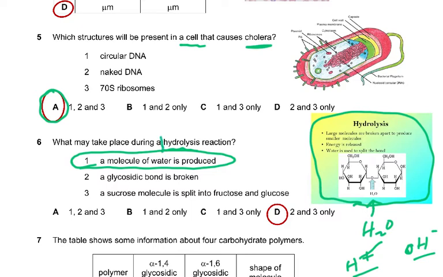Now I could change this question and I could say what may take place during a condensation reaction. And in a condensation reaction, it will be only one, because a molecule of water will be produced. So this is how we can change the MCQs and make it a new MCQ by just changing one word there. And of course, then the answer would only be one. Of course, there is no answer one only here in the possible answers.